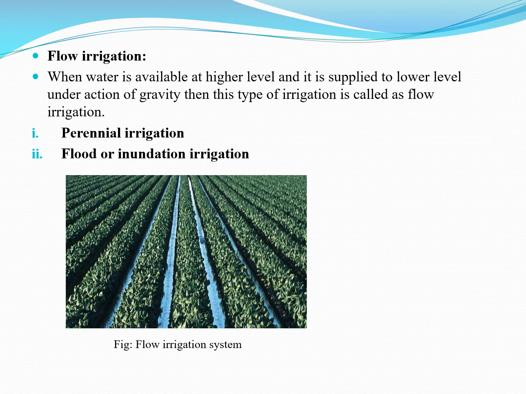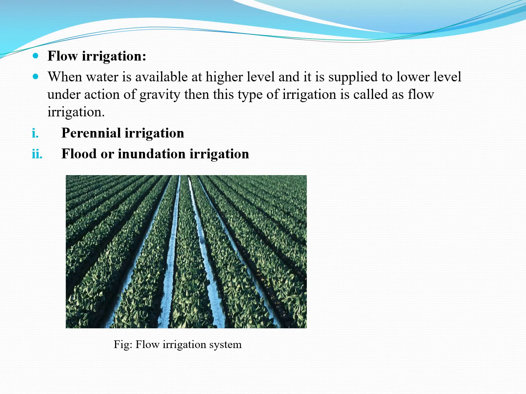See this figure which shows the flow irrigation system. In this system, the water is available at higher level and it is allowed to move to the crops present in the lower level under the action of gravity. Then this type of irrigation is called flow irrigation.